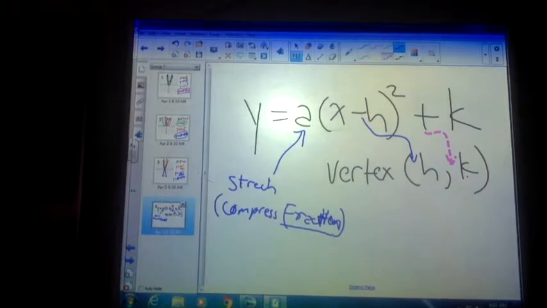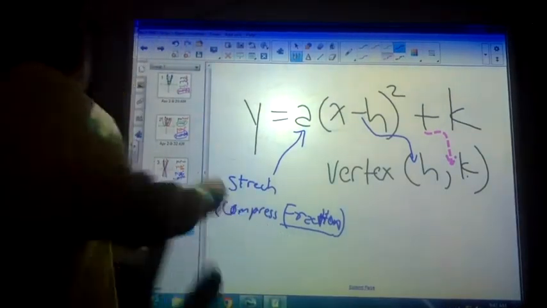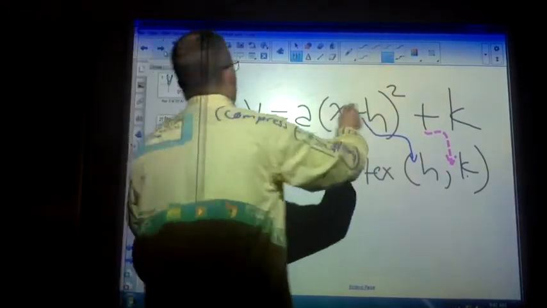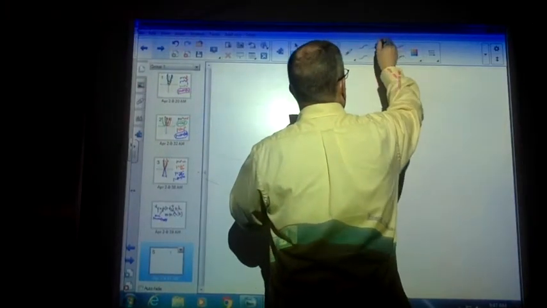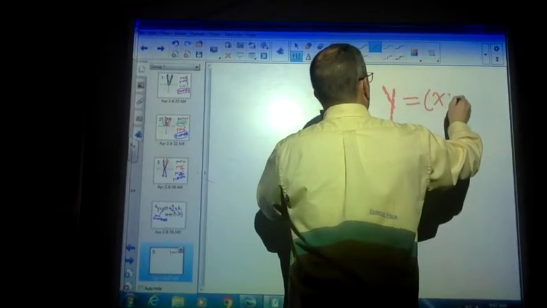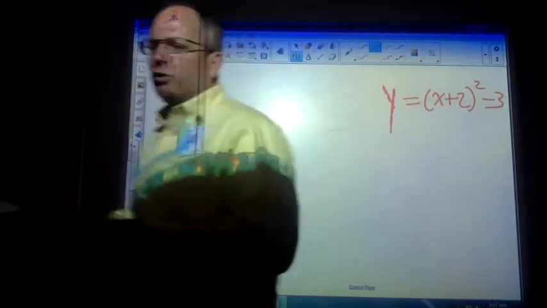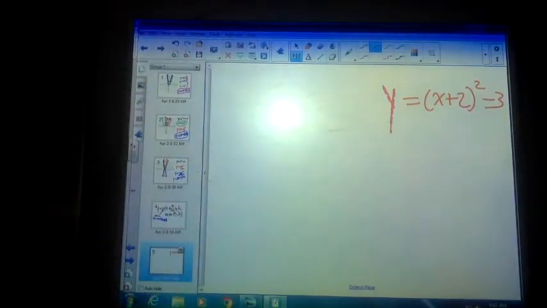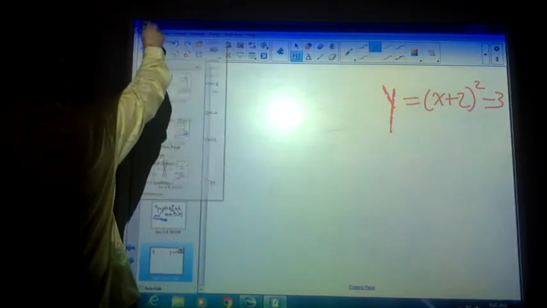All right, ladies and gentlemen, let's go to the problem on here. The first thing I want you to label on here is to see if you can identify what the vertex is. While you're doing that, I'm going to bring up my grid.